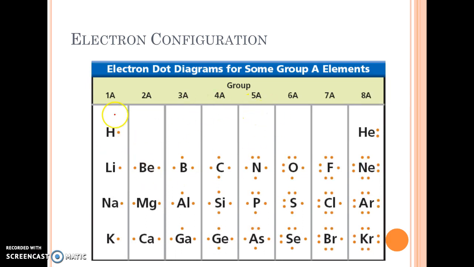As I was saying before, your electron dot diagrams are going to have similarities depending on their group. And here we can see group 1. We have hydrogen, lithium, sodium, and potassium. They all have 1 valence electron. If we look at group 15, they have 5 valence electrons, so all of their electron dot diagrams look the same.